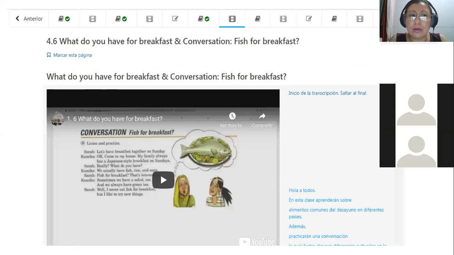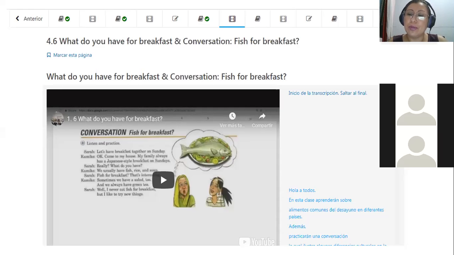If you go, you will find that we have a conversation between Sara and Kumiko. So they are talking about having breakfast. But if you see, they say that for Japanese people, it's very common to have, for example, fish for breakfast, which is not normally for the rest of the people. So even here in El Salvador, it's not normal that we have fish for breakfast. Normally we have fish for lunchtime or maybe for dinner, but not for breakfast.